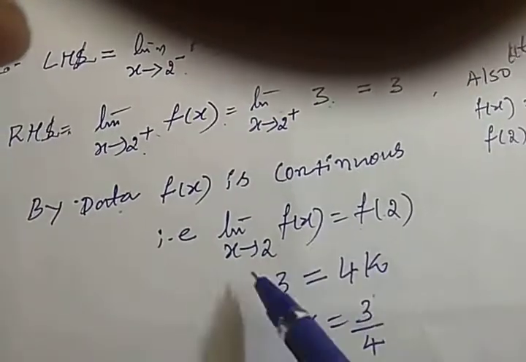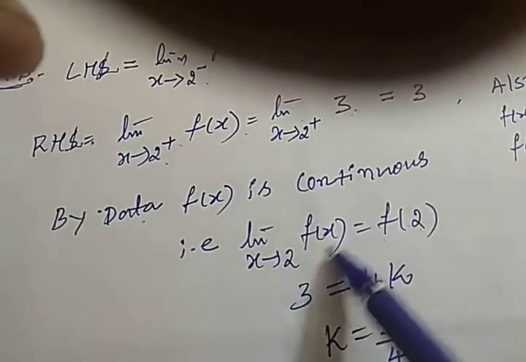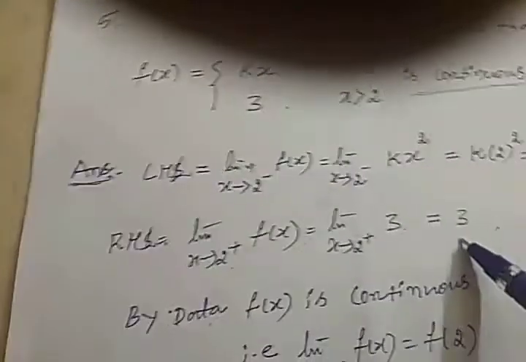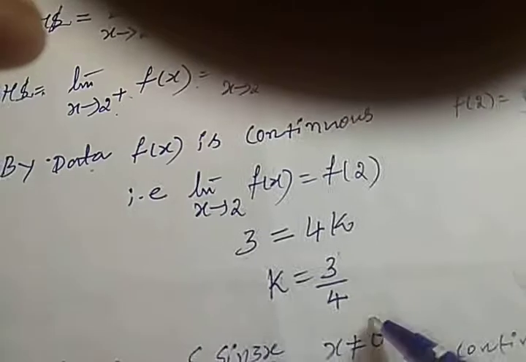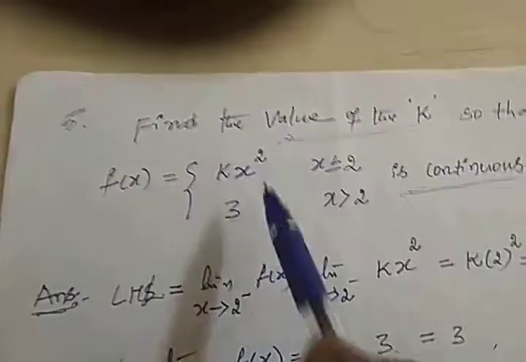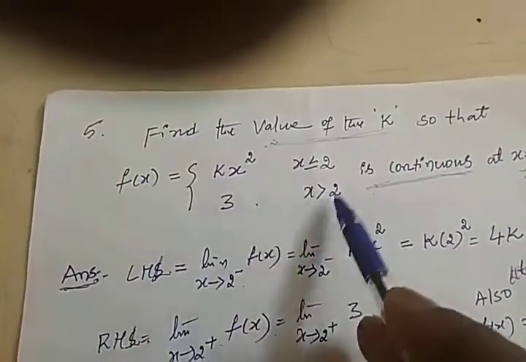Now, the limit as x tends to 2 of f(x) is nothing but the limiting value. Observe here, the limiting value is the right hand limit, which is 3. I replaced it here with 3. After simplification, k becomes 3 by 4. This is the value of k. So k is 3 by 4. When k is 3 by 4 in the function, this function becomes continuous.